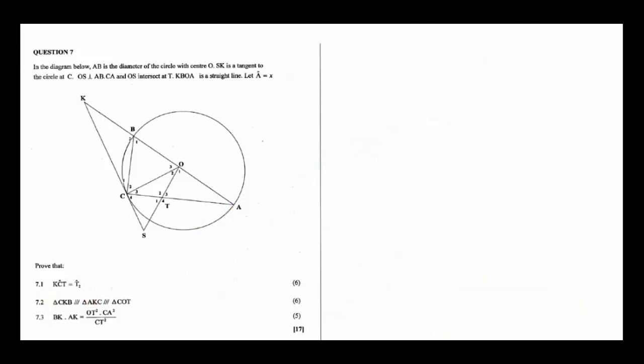All right. So now let's go ahead and go into our very first question. The very first question here says that we need to prove that KCT is equal to T2. All right. So 7.1, I need to prove KCT is equal to T2. All right.